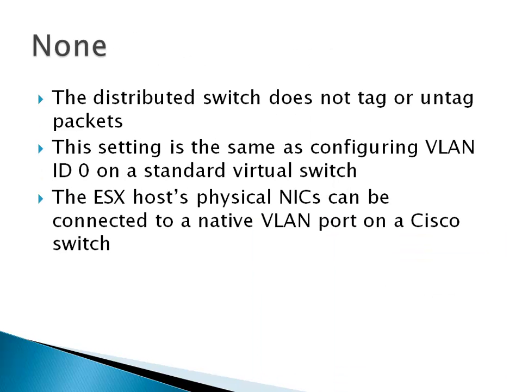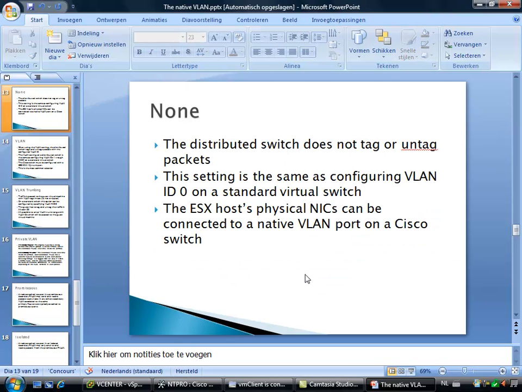So, first of all, none. The distributed switch does not tag or untag packets. This setting is the same as VLAN ID 0 on a standard virtual switch. Remember the standard virtual switch, you can put in a VLAN ID right there. And the ESX host's physical NICs cannot be connected to the native VLAN port on the Cisco switch. So let's take a look at none. Let's see how it works.